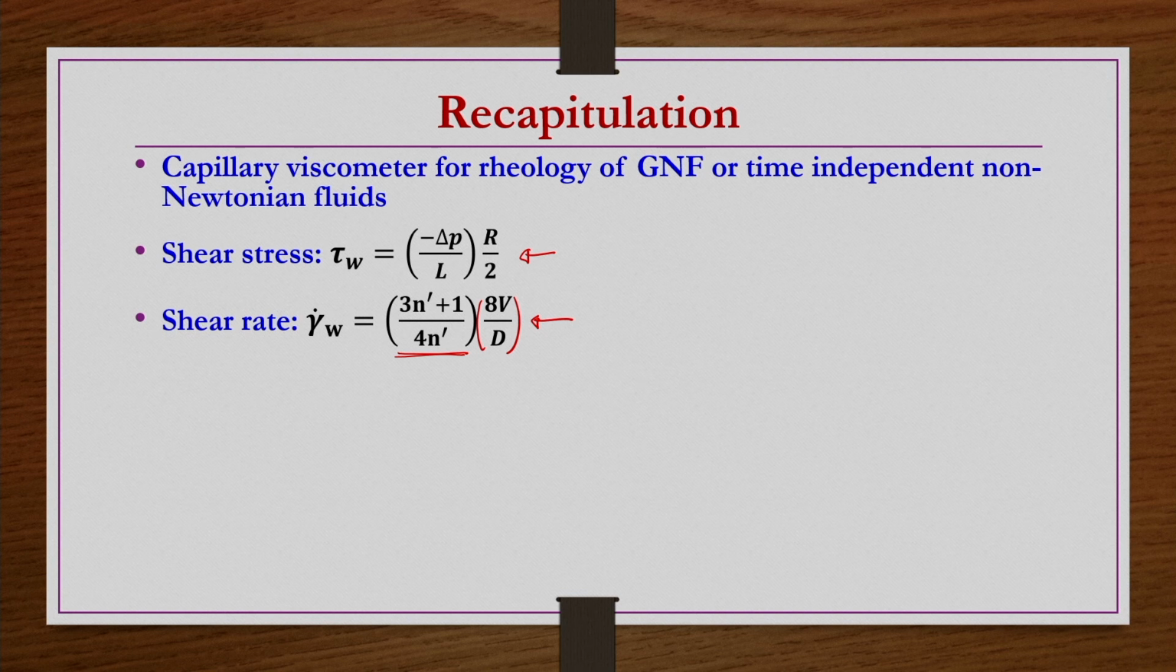Here n prime is nothing but d log of tau w divided by d log of 8 v by d. That is, when you plot shear stress versus apparent shear rate on a log scale, the slope of the curve that you get is n prime. After that, we have relations to get the true shear stress and true shear rate information for time independent non-Newtonian fluids.